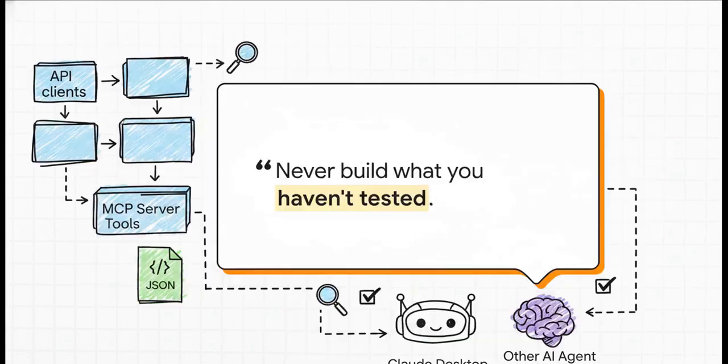Which leads us to a core philosophy for any developer. Never build what you haven't tested. When it comes to MCP, this means a strict multi-phase approach. Validate your API clients first. Then test your MCP server tools locally, just to verify those JSON responses are absolutely perfect. Only after all of that is working flawlessly on your local machine should you even think about connecting it to your Claude desktop or any other AI interface.